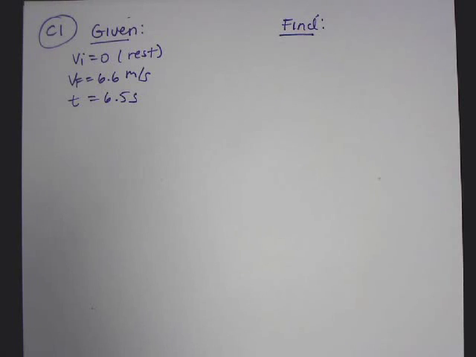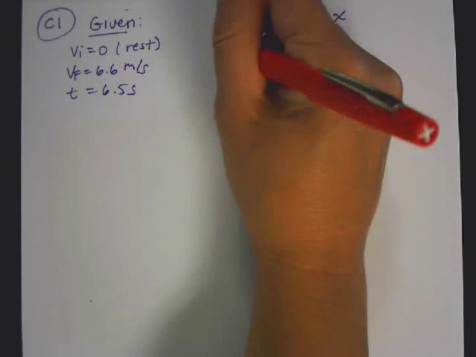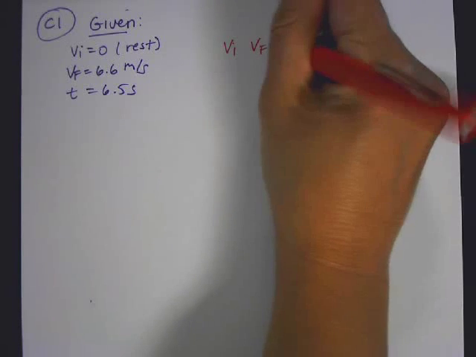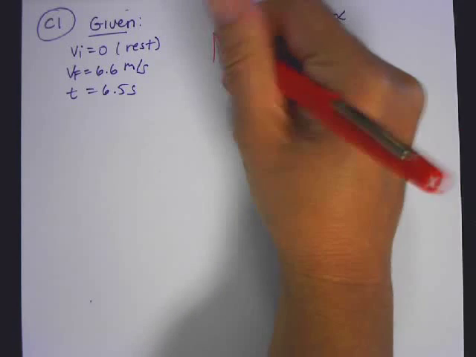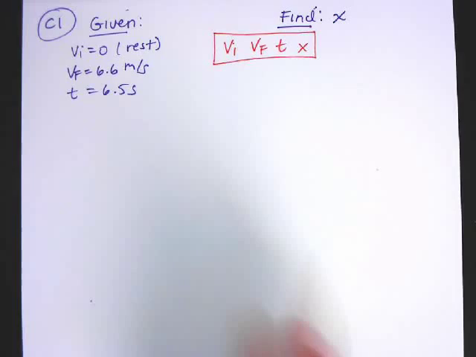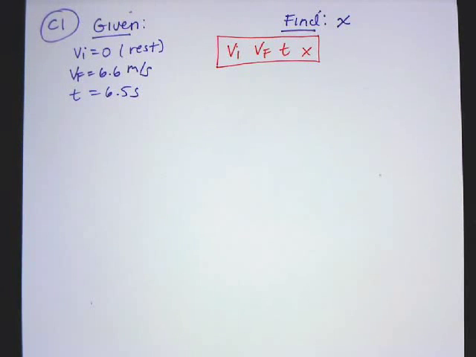Then it says find the distance the car travels. So we want to find x. And that's it. How do I know where to begin? Well, the first thing I'm going to do is say, what are the four variables that I'm dealing with here? Well, I have vi, I have vf, I have t, and I want to find x. Those are my four variables. So now I'm going to say to myself, do I have an equation that has those four variables? If I look at my list of equations over here, I see that's the first one.